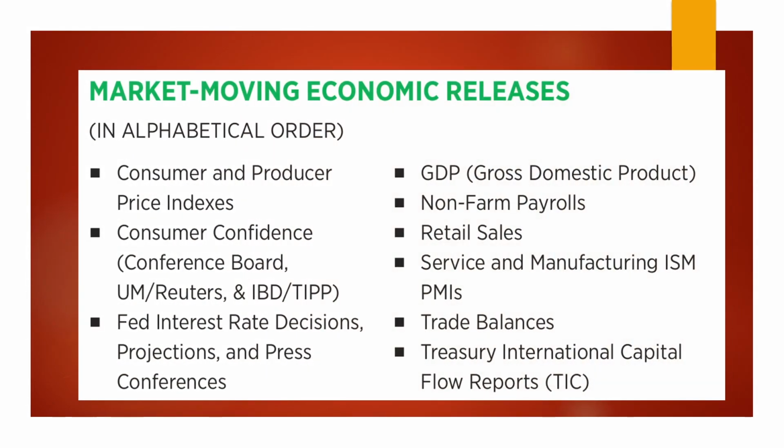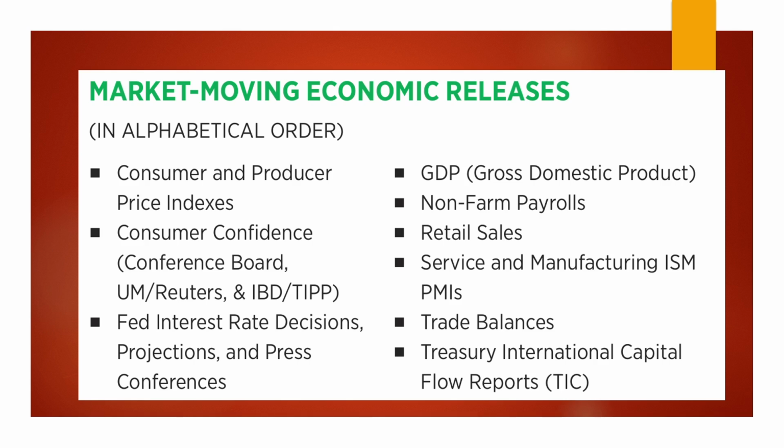Market-moving economic releases, in alphabetical order: we have the consumer and producer price indexes, the consumer confidence, the federal interest rate, the GDP and non-farm payroll. Next are the retail sales, services and manufacturing ISM and PMIs, trade balance, and treasury international capital flow. I'm going to be giving you the top 3 of all this news that is the most impactful. We're going to start from the highest to the lowest.